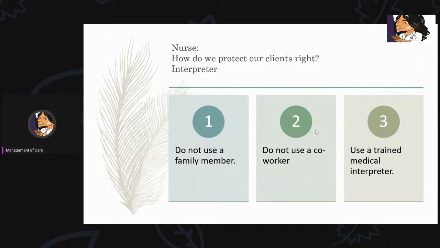Okay. Interpreter. Interpreter. We protect our clients by the use of interpreters. Okay. Remember that as healthcare providers, guys, even though we may be bilingual, we should not be using our coworkers as interpreters. Do not use a family member. Do not use a coworker. Use a trained medical interpreter.